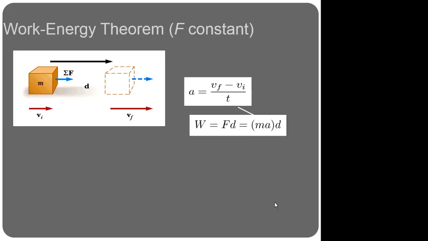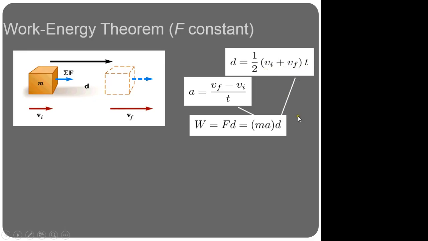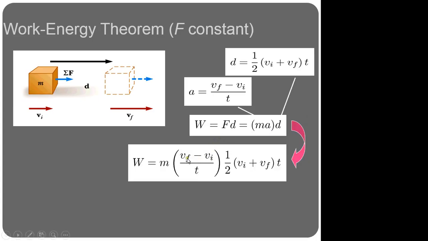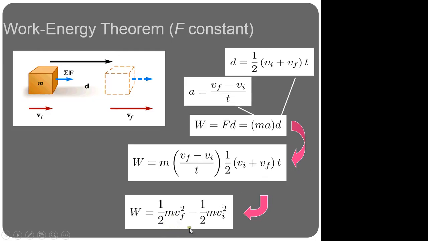So here you have work done is force times distance. Force is mass times acceleration. The acceleration is the final velocity minus the initial velocity divided by time. Distance moved is half of the initial velocity plus the final velocity, times time. Can you follow me until now? Put all this together, you get this huge monster. You simplify, you get half mv squared minus half mu squared. It's just like that.